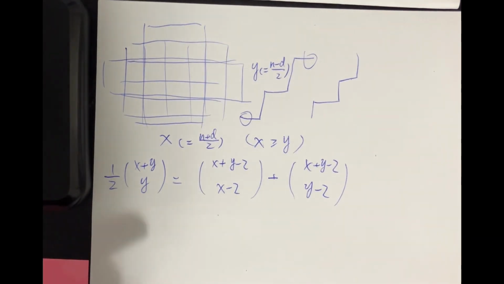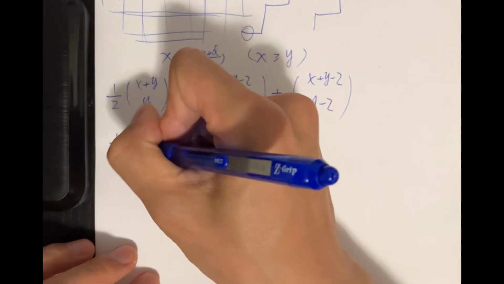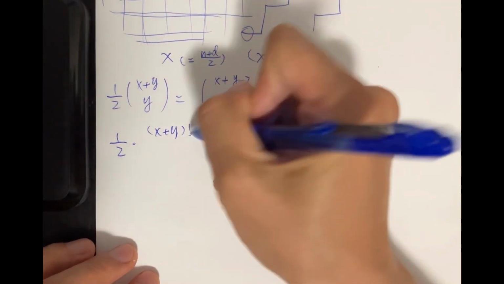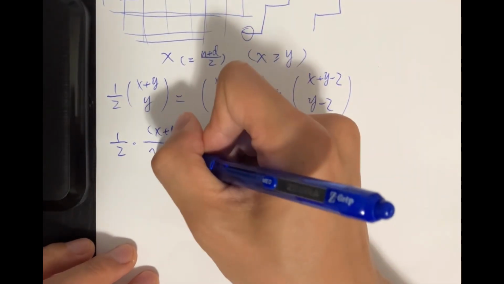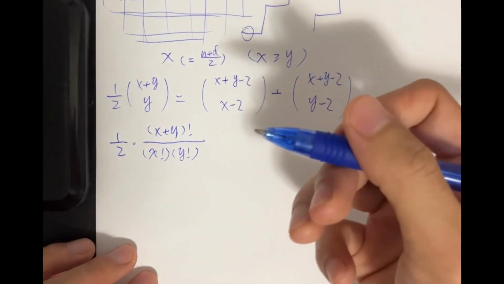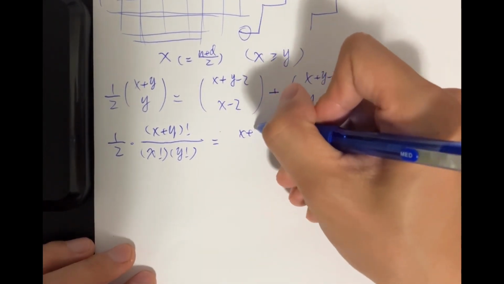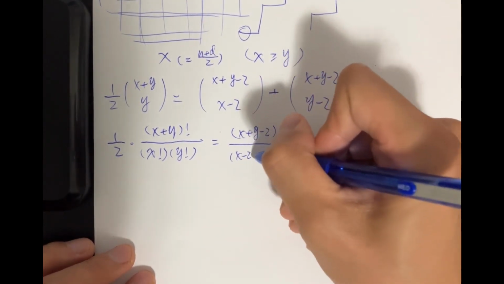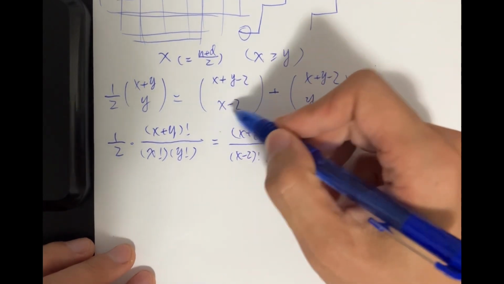Let's see if we can derive anything from this. It might take some time. A half, and what is this? By definition, it's the factorial of x plus y divided by x plus y minus y, which is just x, so x factorial and y factorial. This basically makes no difference. And this should be (x plus y minus 2) factorial divided by (x minus 2) factorial and y factorial.